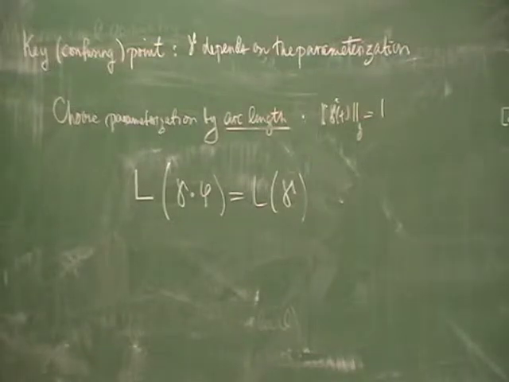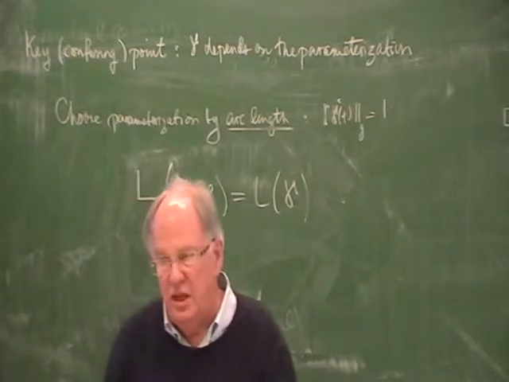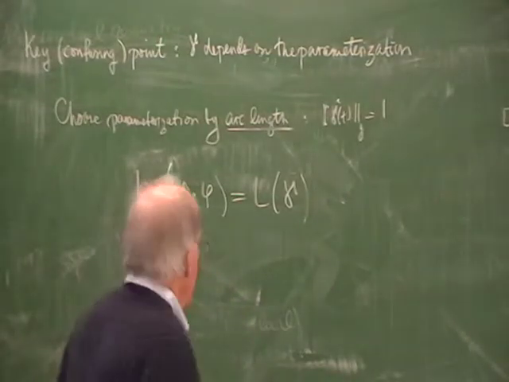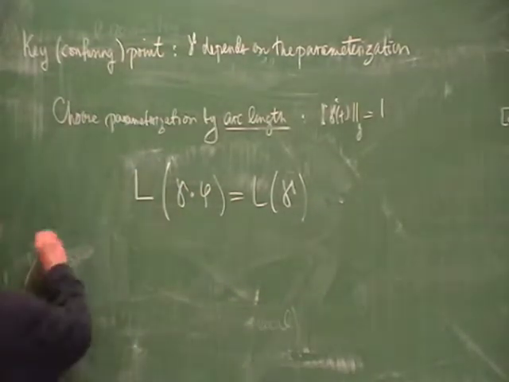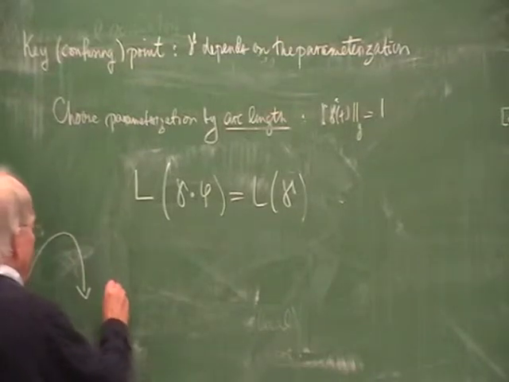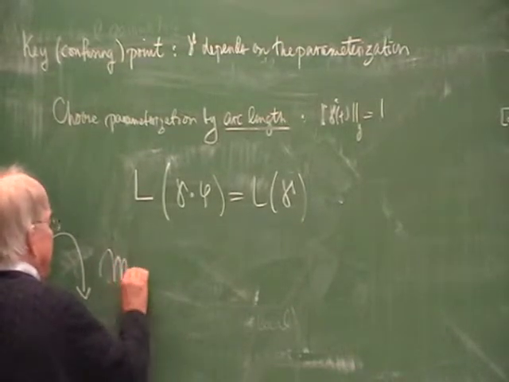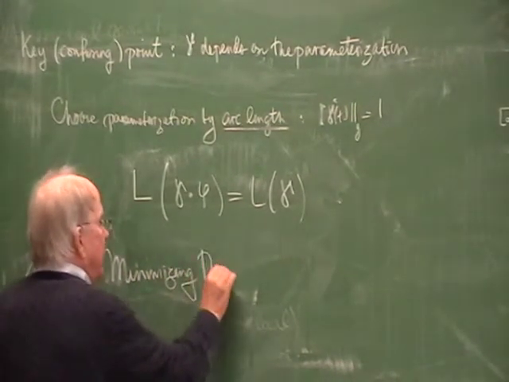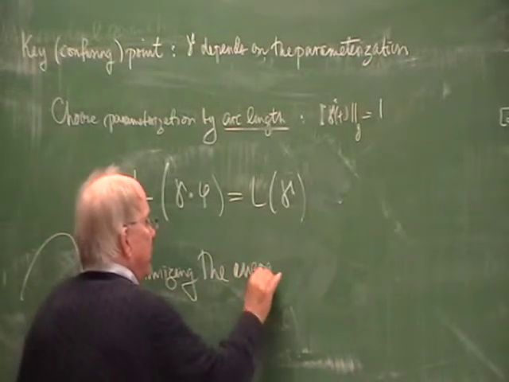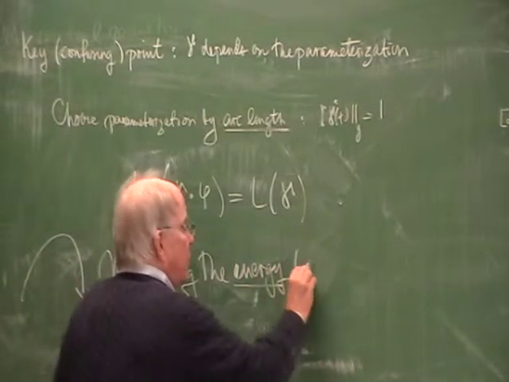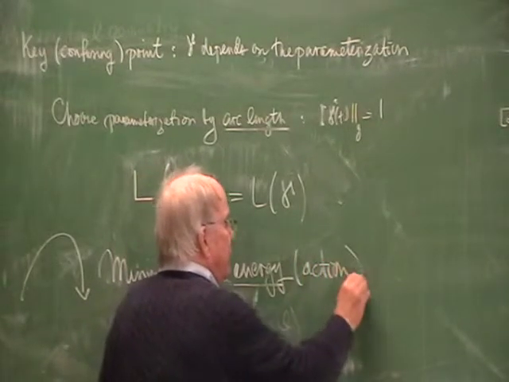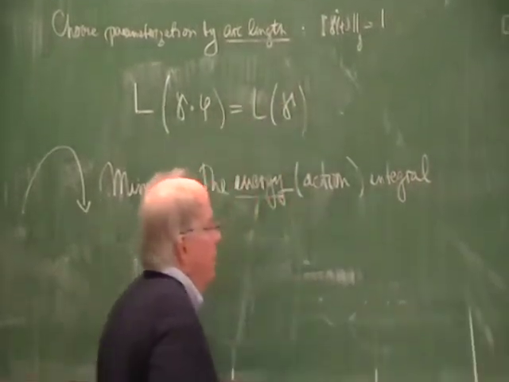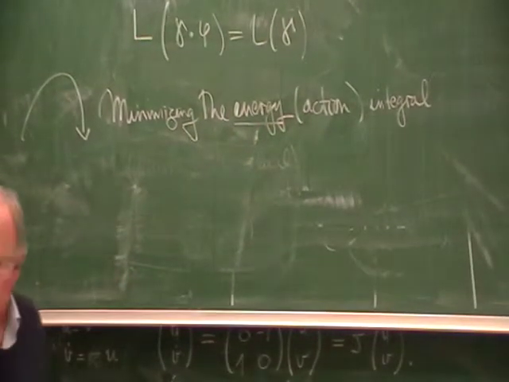So that's great. So that means that the length functional and the energy functional, or the action functional, are the same on essential curves. So this means we go to minimizing the energy integral, or action integral. Right?